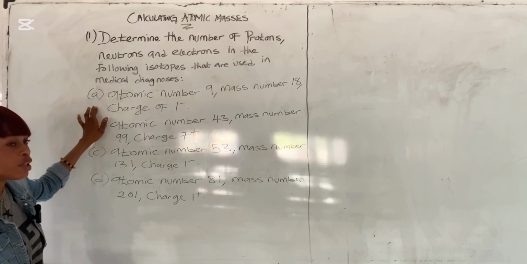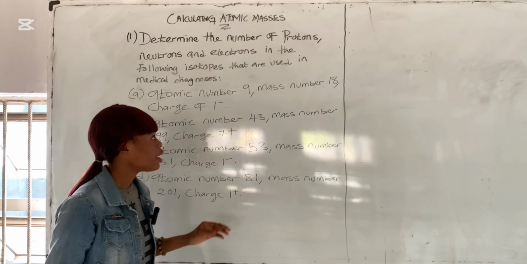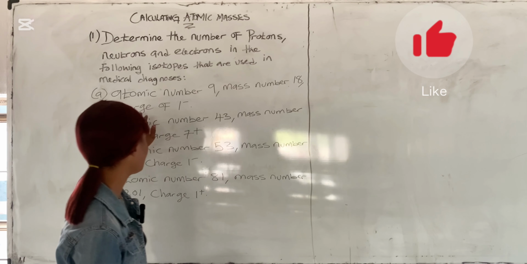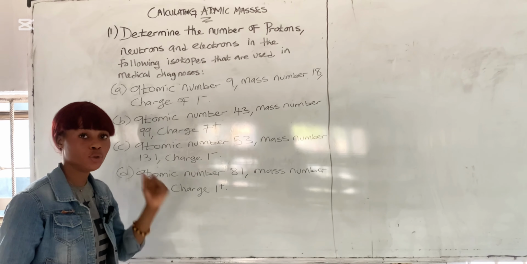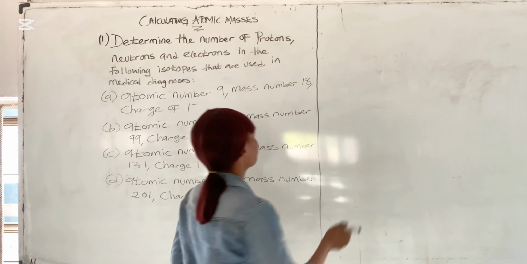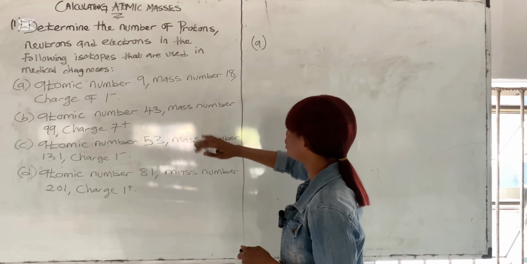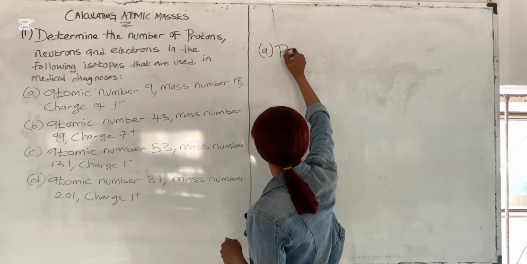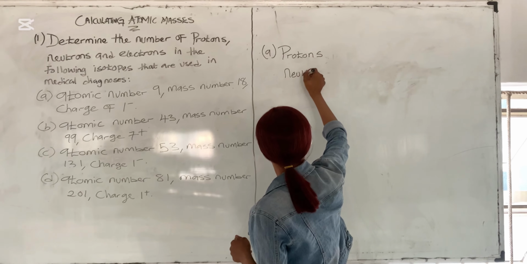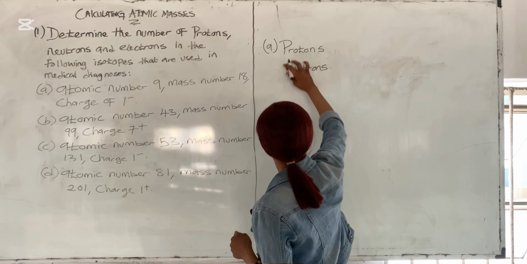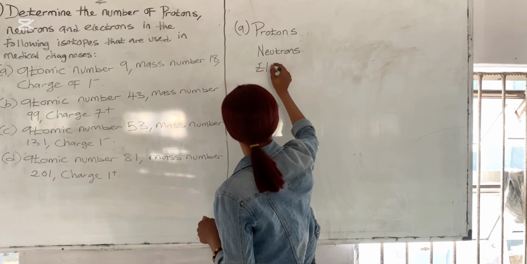So the first question we have on the board is this. An element having an atomic number of 9, a mass number of 18, and a charge of -1. For this question, we're going to be solving the number of protons, neutrons, and electrons. So number 1, or in this case, A. First things first, we're going to write protons, neutrons, and electrons.